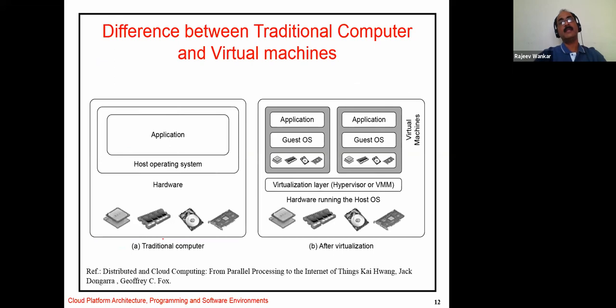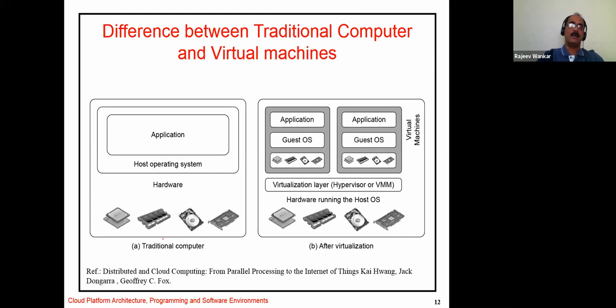Now, if I try to see the differences between the traditional and the virtual machines, the left side figure talks about what a traditional computer does. If I have a machine on my desktop, I have all the hardware available to me. I have an operating system and a set of applications running on this operating system. So this is a standalone computing system.